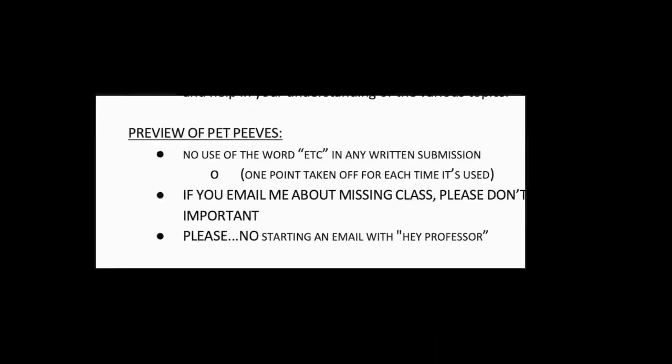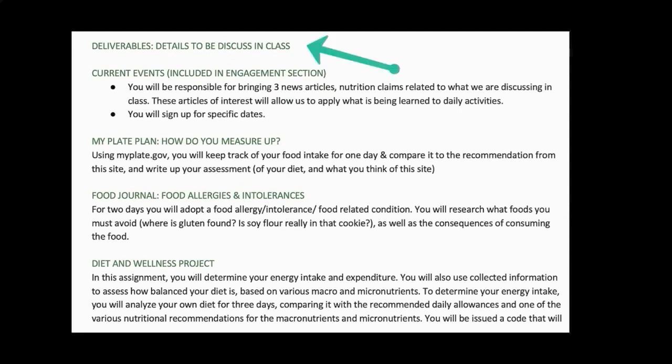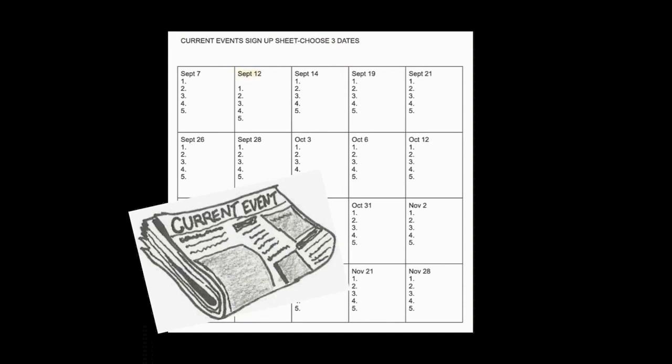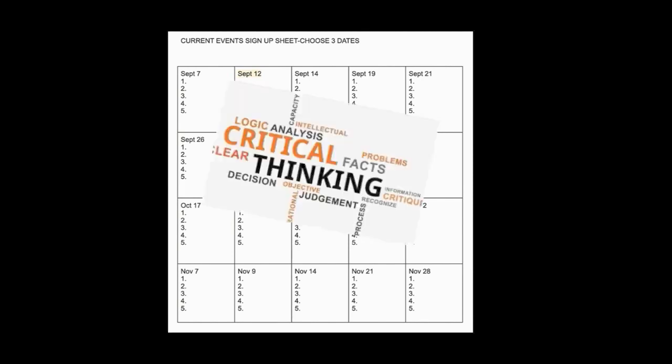And then the next section is the deliverables. We're going to have current events. I have a sign-up sheet. I'm going to ask you all to sign up for 3 spots. It counts towards your final grade, but it also gives us a chance to put into practice the tools that I'm going to give you to develop your critical thinking skills.